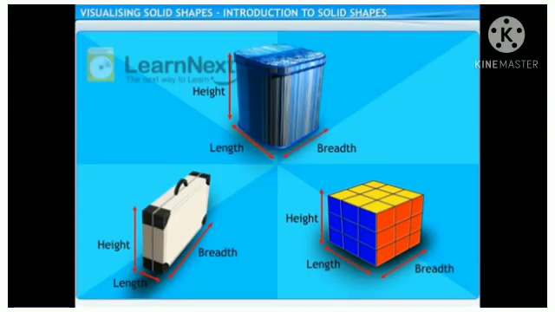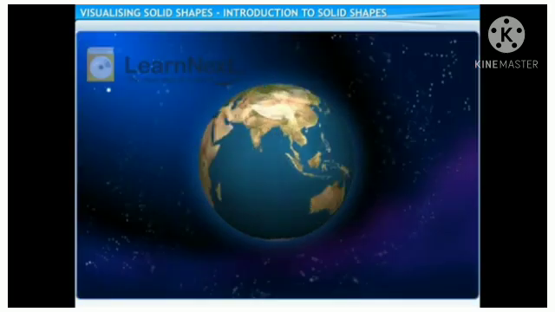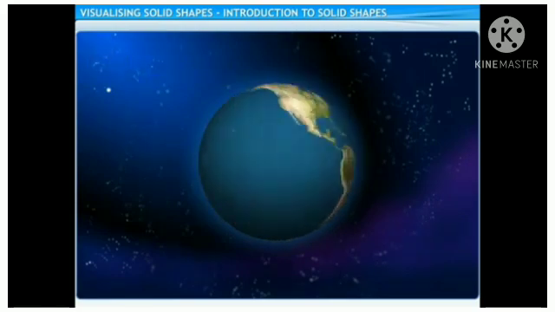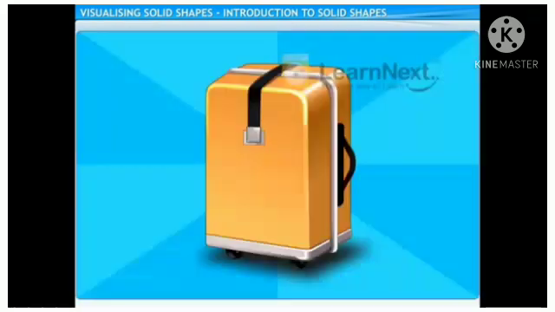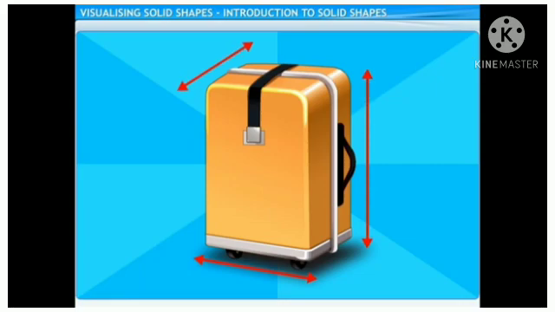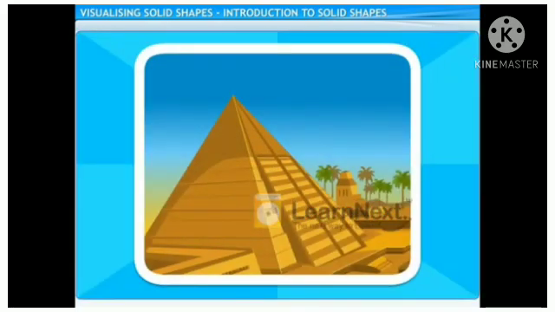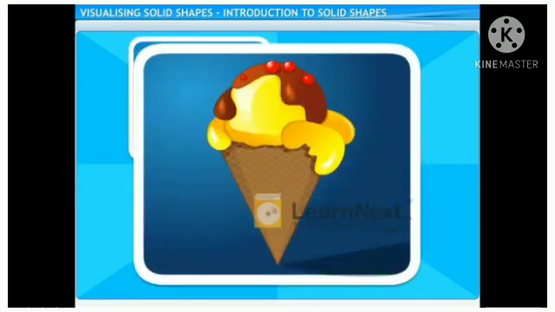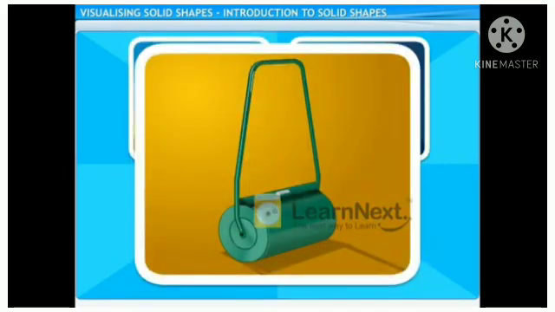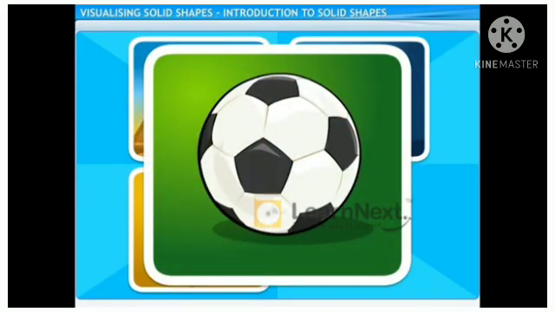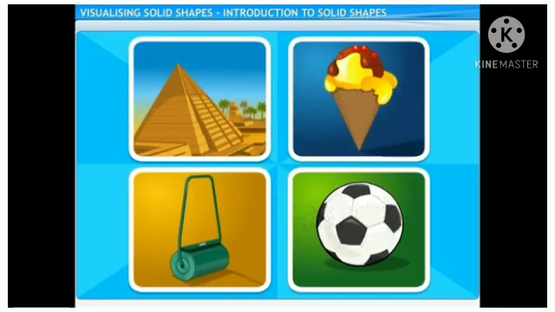We come across many objects in our daily lives that have length, breadth, and height or depth. Take a look at the Earth, for instance. It resembles a sphere. While packing for a trip, have you ever noticed the shape of a suitcase or a trunk? That too has 3 dimensions. Similarly, the pyramids of Egypt, a waffle cone, a lawn roller, a football, to name a few, are all examples of 3-dimensional solid shapes.